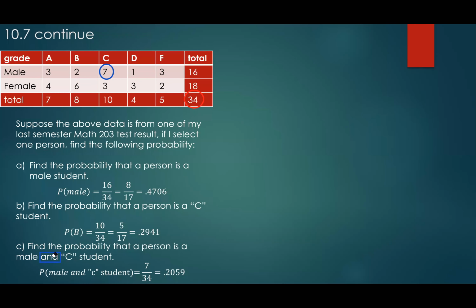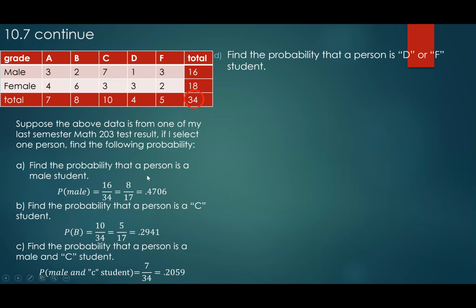Okay, so these first three problems are just simple probability, and a simple probability basically tells you to find a description and put that description over the total. The probability of picking a male student is 16 out of 34. A C student is 10 out of 34. A C student who is also a male is 7 out of 34.